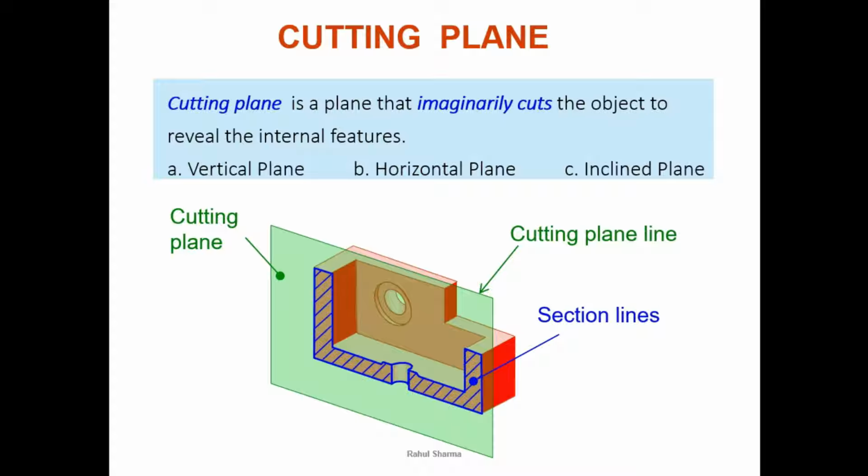Now when you see from the top view, you can see a cutting line in place of this plane. Means when you see from the top, you can see a line for this plane only. I will show it in the next coming slide.